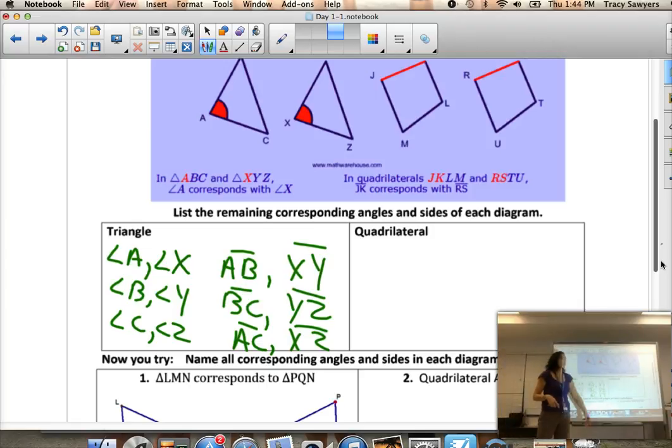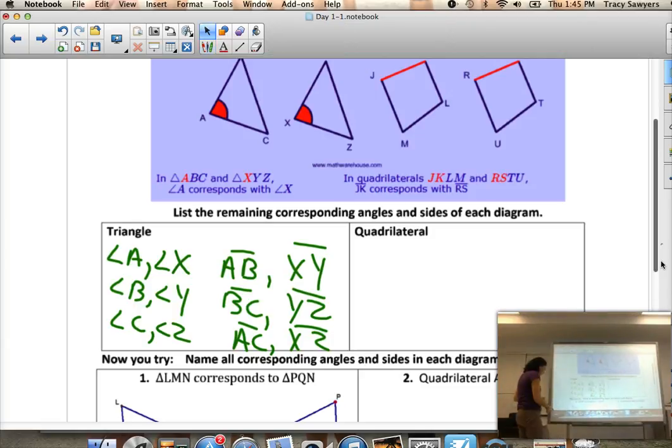Now, we can do that also with other figures, like quadrilaterals. So can you do the same thing with quadrilaterals? I want you to list the angles that are corresponding. I want you to use these statements, though, please. Okay? And the sides that are corresponding. How many angles am I going to have now? 4, because it's a quadrilateral. Okay? List the sides and list the angles.